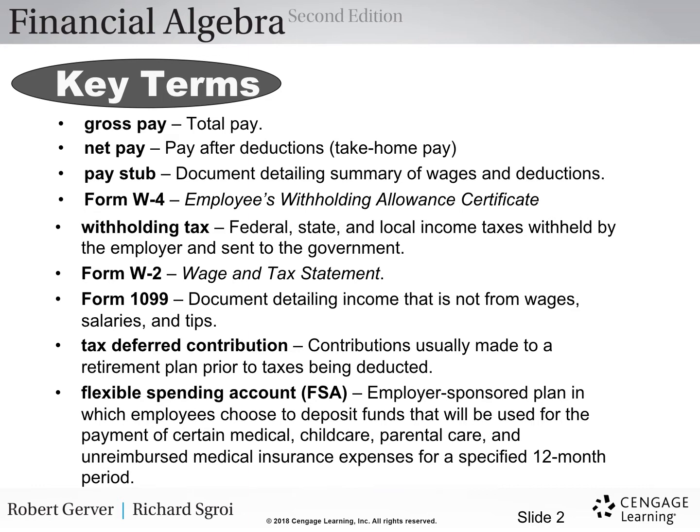There's a Form 1099. This is a document detailing income that is not from wages, salaries, and tips. There's tax-deferred contribution. These are contributions usually made to a retirement plan prior to taxes being deducted. For example, this could be different types of plans where no tax is taken out.